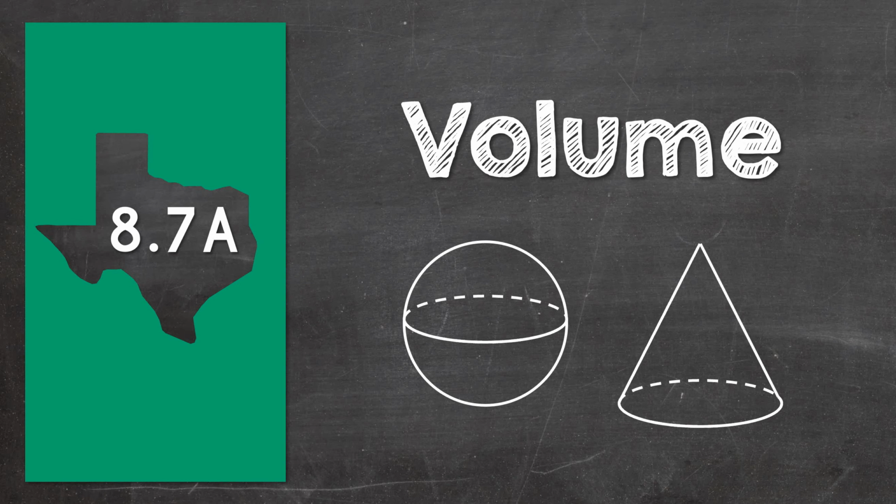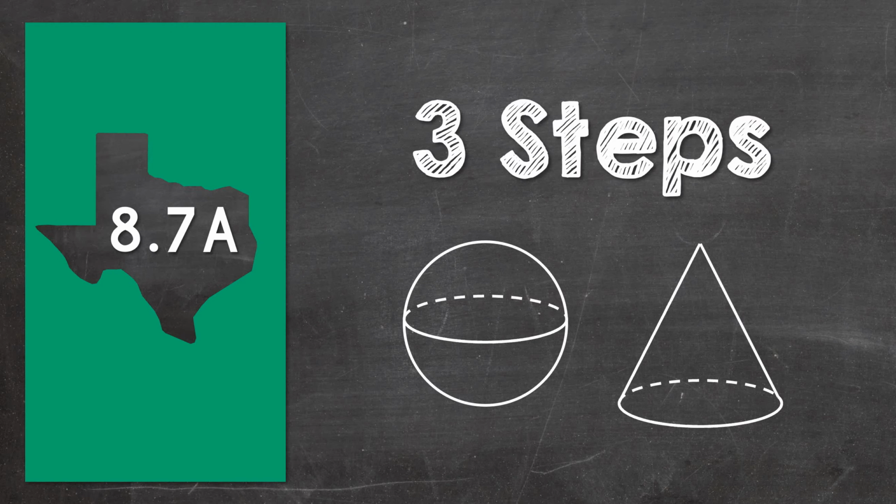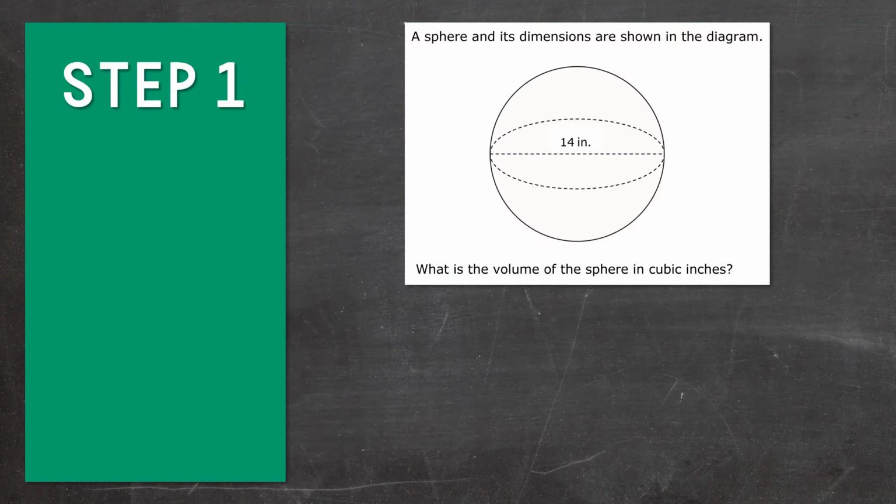We're going to find volume of spheres, cones, and cylinders, and we're going to do it in the same 3 steps. So every shape has the same 3 steps, pretty much. Alright, so our first question, we're given a sphere.